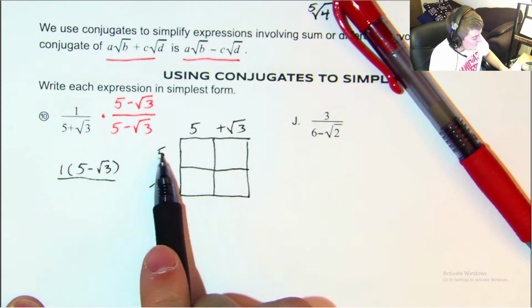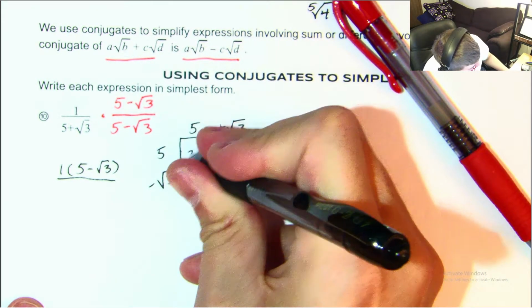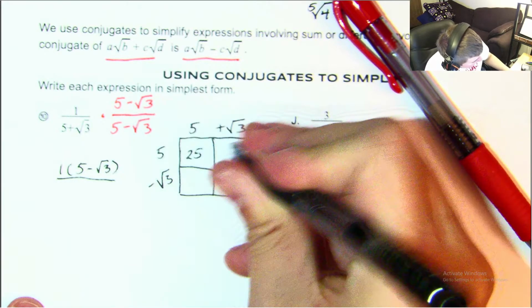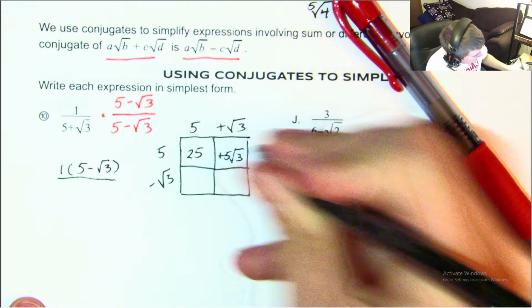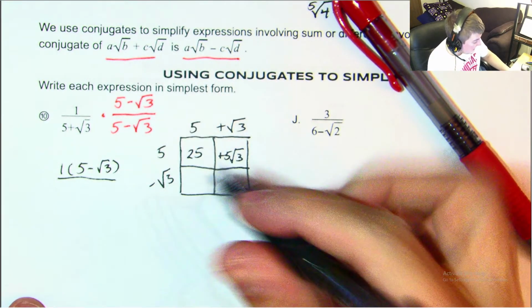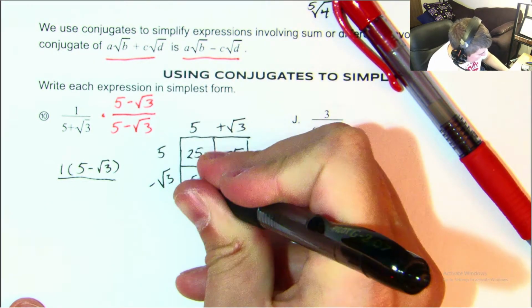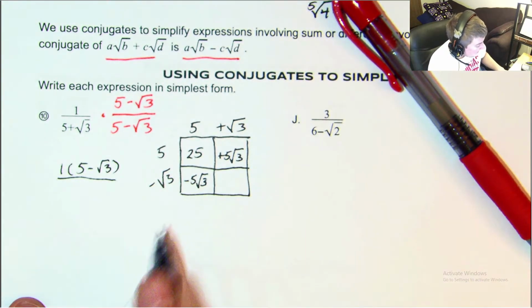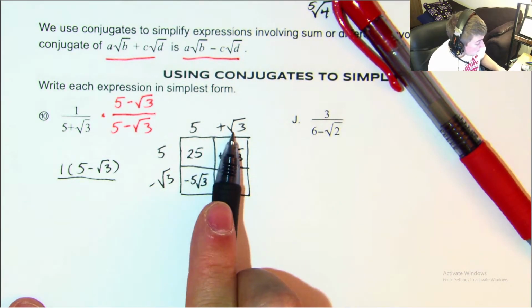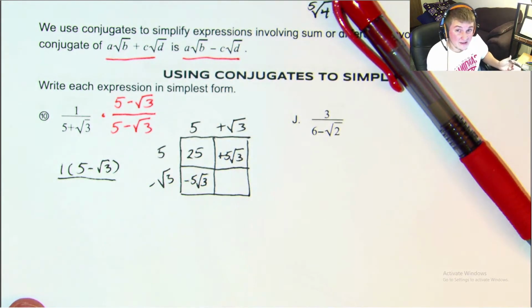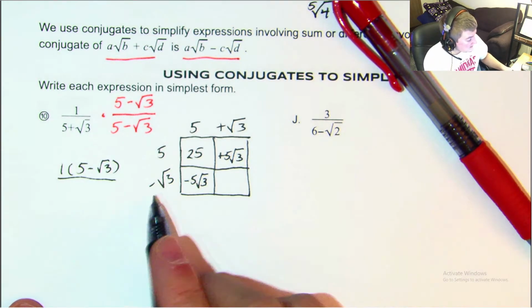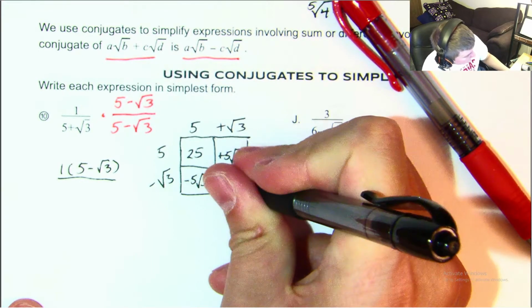So we can go 5 times 5 here is 25. Then here, 5 times the positive square root of 3 is positive 5 times the square root of 3. 5 times the negative square root of 3 is a negative 5 times the square root of 3. Negative square root of 3 times a positive square root of 3, well, square root of 3 times square root of 3 is square root of 9, which is 3. But one positive, one negative, this is just going to be minus 3.